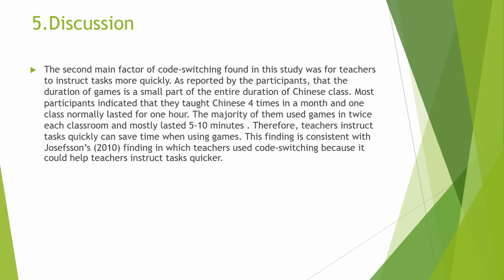So, the second main factor of code switching found in this study was for teachers to instruct or explain tasks more quickly. As reported by the participants, the duration of games is a small part of the entire Chinese class. Most participants indicated that they taught Chinese 4 times in a month, and one class normally lasted for 1 hour.